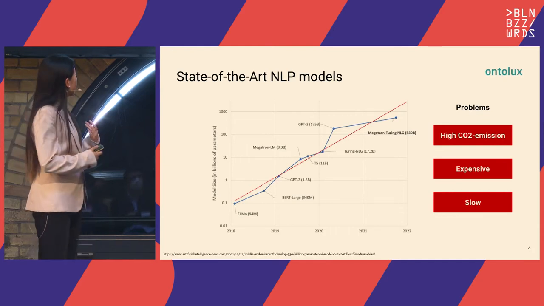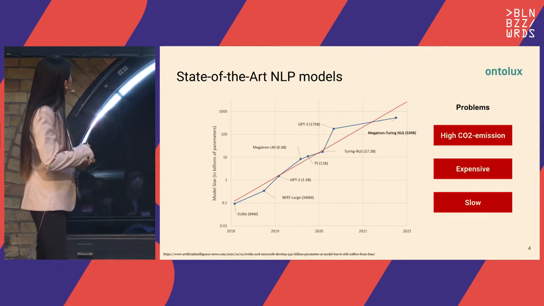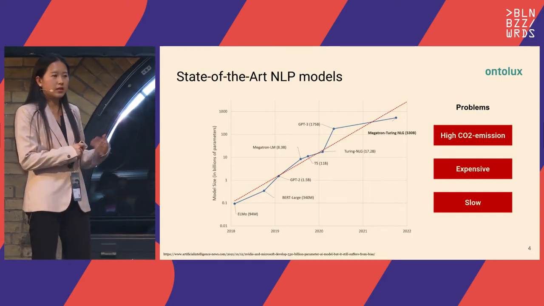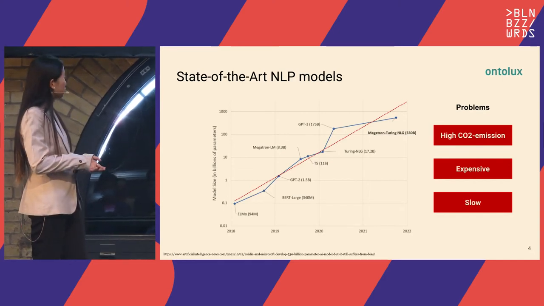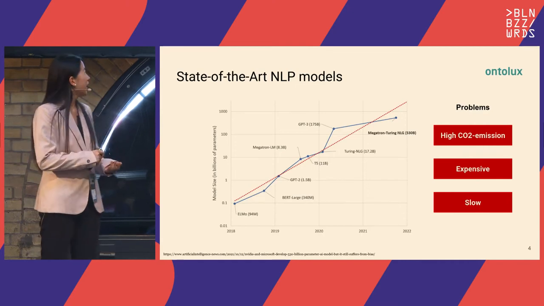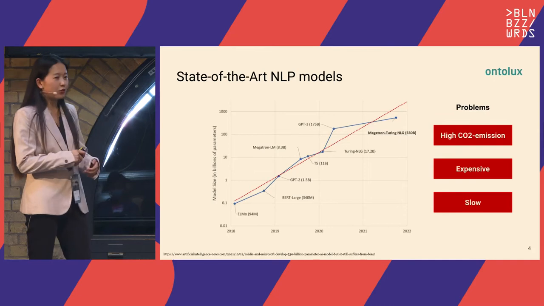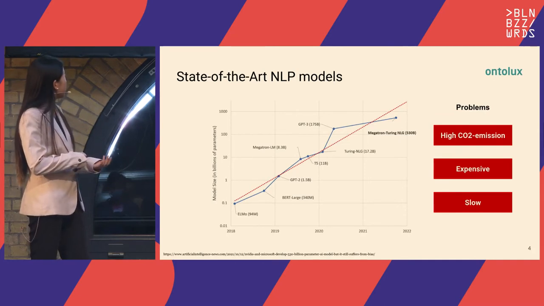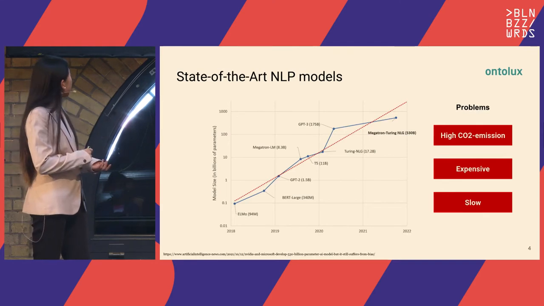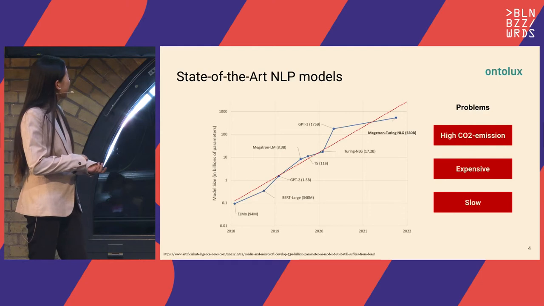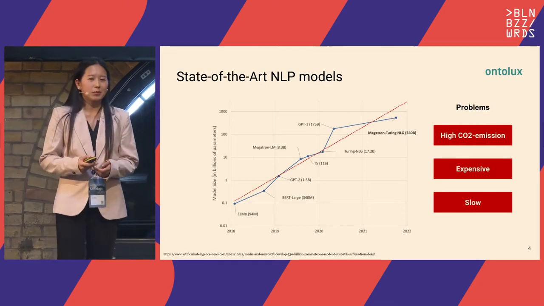As we can see here on the graph, these are the most popular and successful NLP models since 2018 until today. We can see that from millions of parameters, such as BERT, until billions of parameters, such as GPT-3, we didn't take that long of a time. And that brought us many problems.